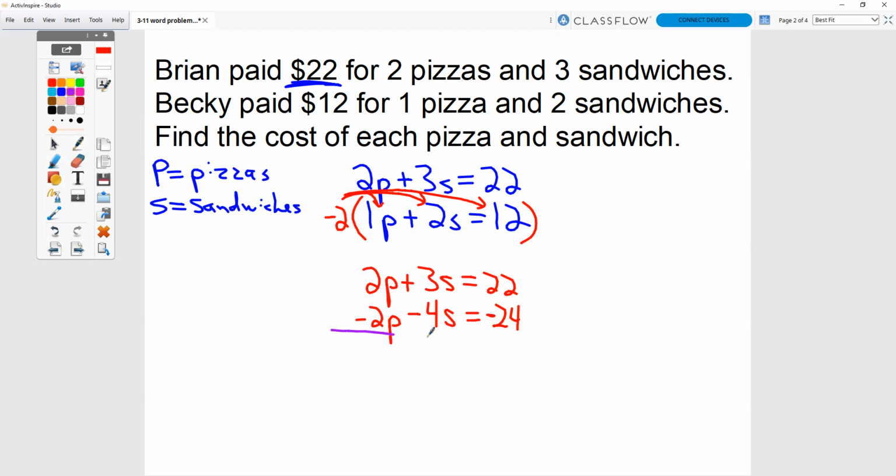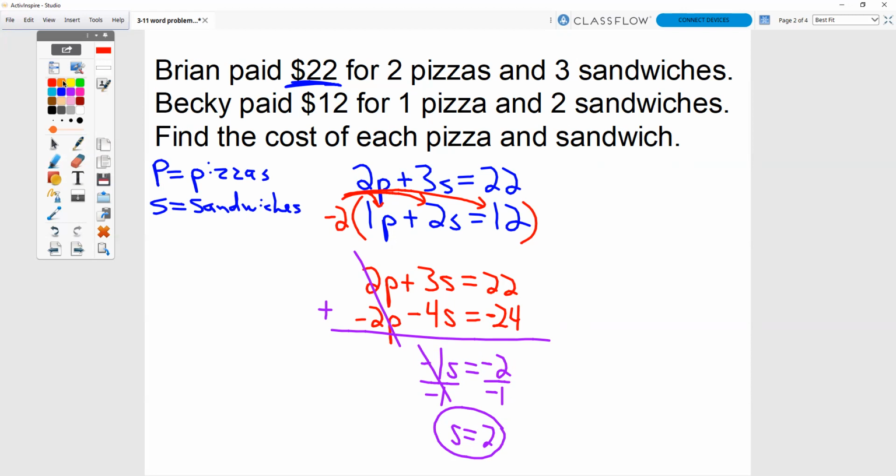So now that we have our opposites, I'm going to add these 2 equations going down so that 2P and negative 2P cancel each other out. 3S plus negative 4S is negative 1S. 22 plus negative 24 is negative 2. I'm just going to solve that one-step equation now by dividing by negative 1 and negative 1. Negative 2 divided by negative 1 is positive 2. So the cost of 1 sandwich is $2.